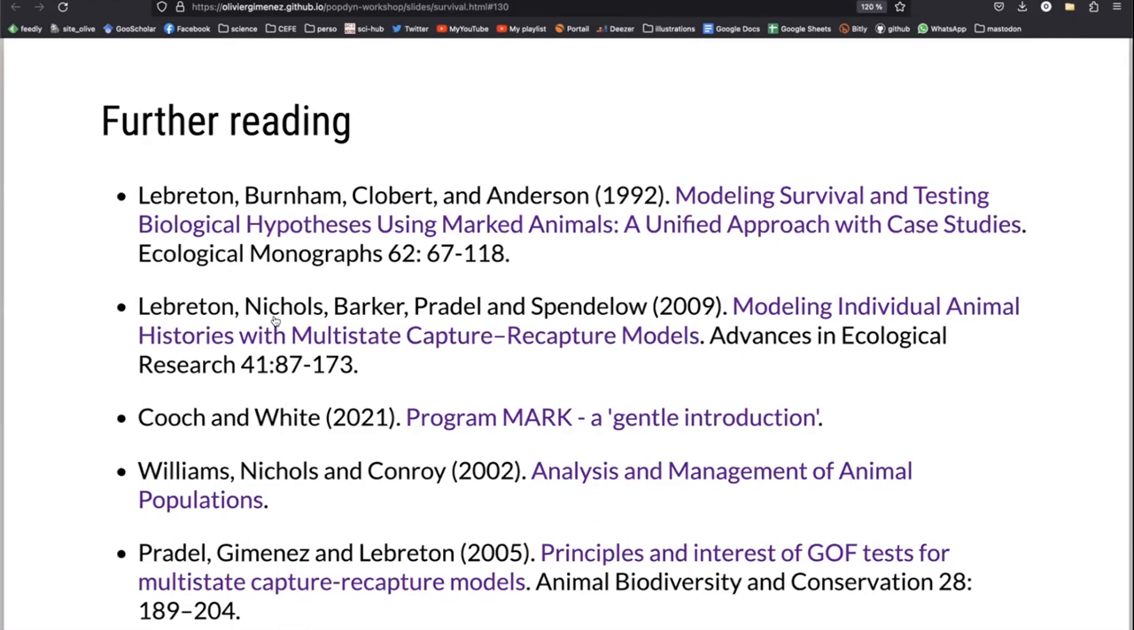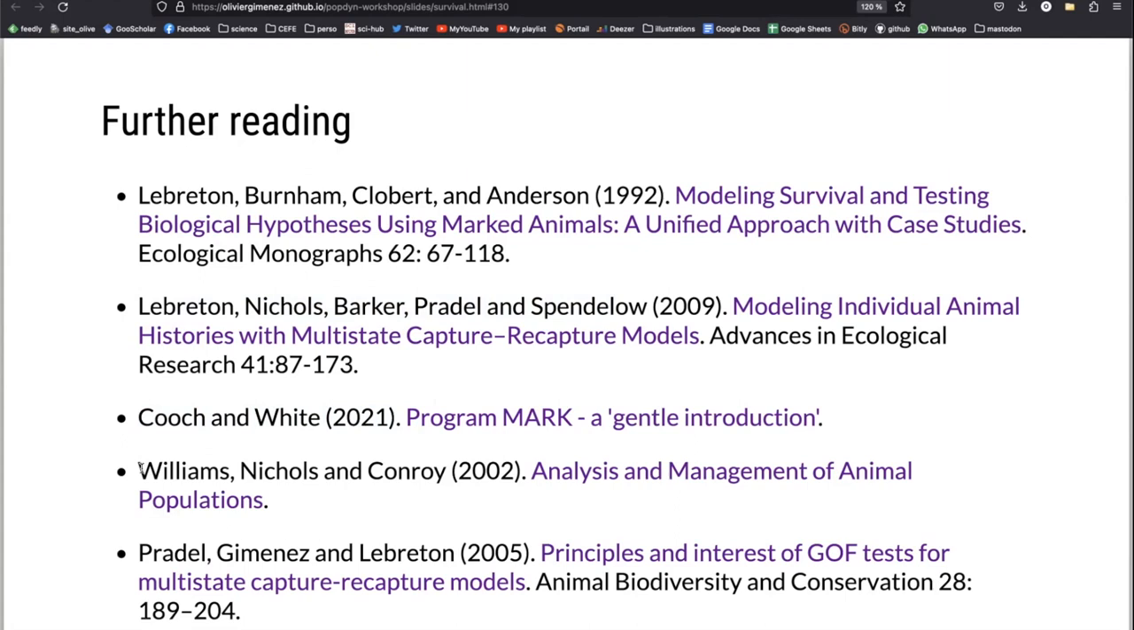And Jean-Dominique also wrote this paper. It's kind of not the mirror paper of that one, but it's also a review of capture-recapture models, but multi-state models, so the models we've just seen today. And there is a gentle introduction to the program Mark, where there is a nice chapter on survival in the Cormack-Jolly-Seber model, and a very nice chapter on multi-state models.